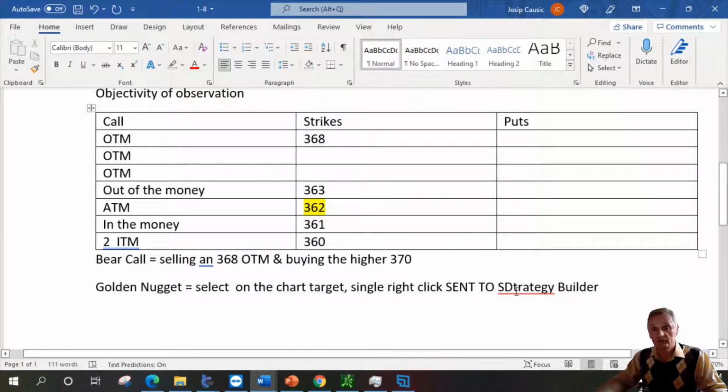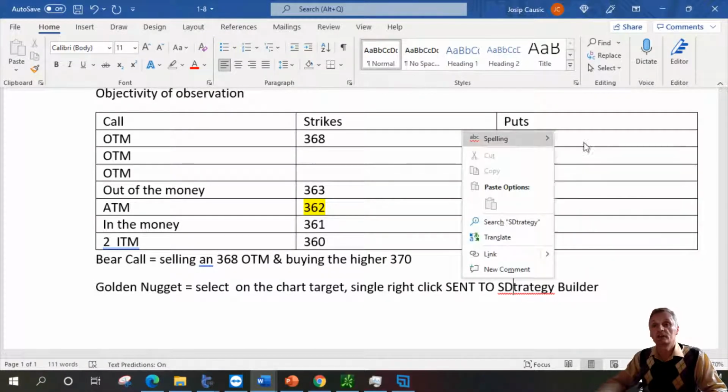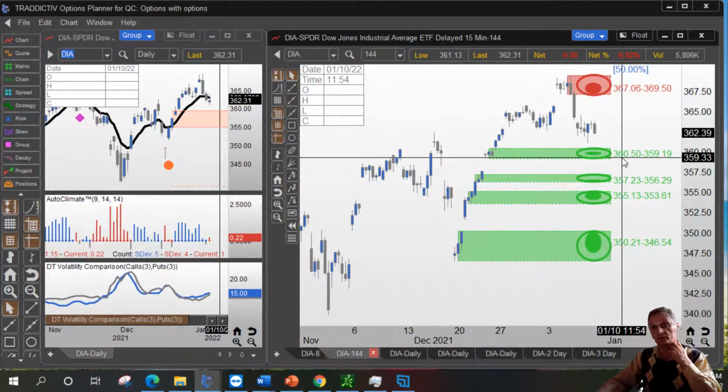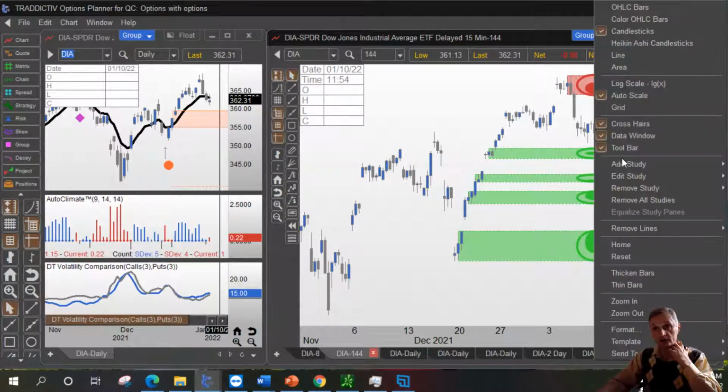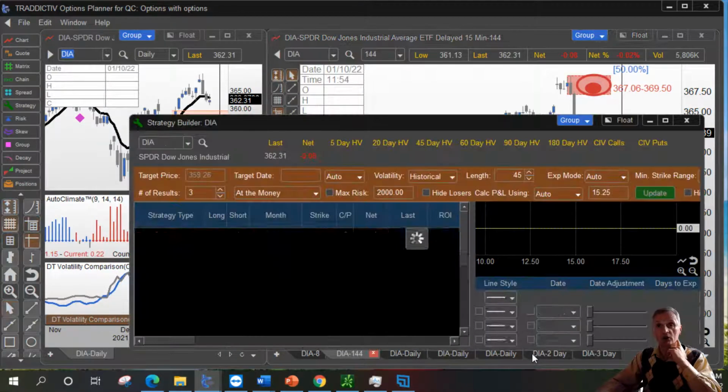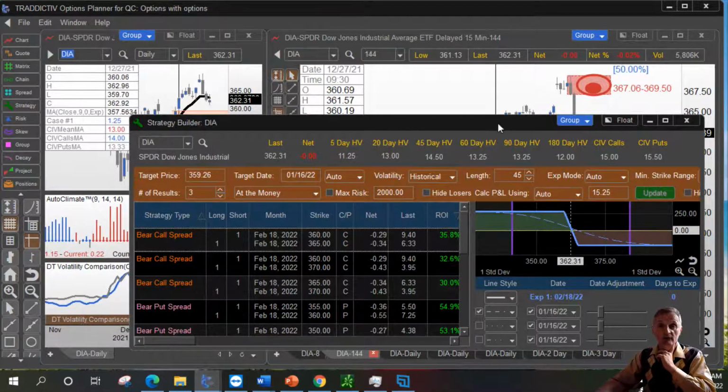Okay, I'm sorry, I'm trying to type too fast here. So one more time, what am I showing here? I'm showing the area of the 360 is my target. I single right click, go where it says Send To, go to the strategy builder, and when I click here, I'm going to have a strategy builder.